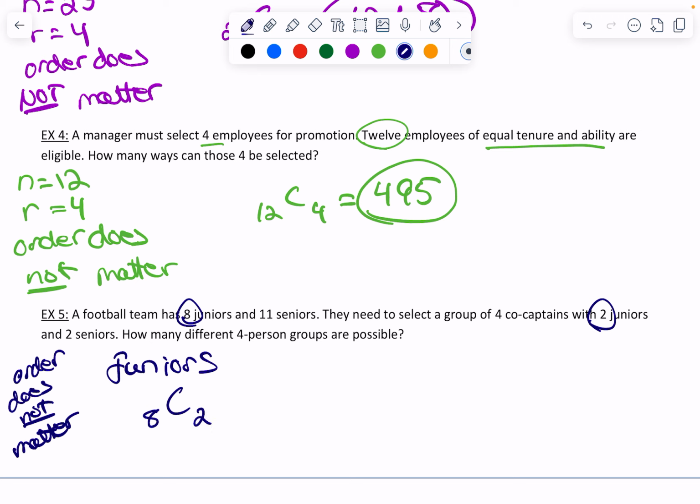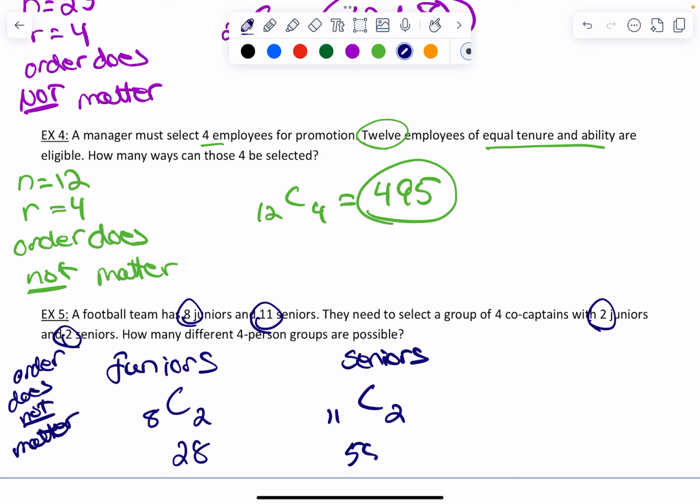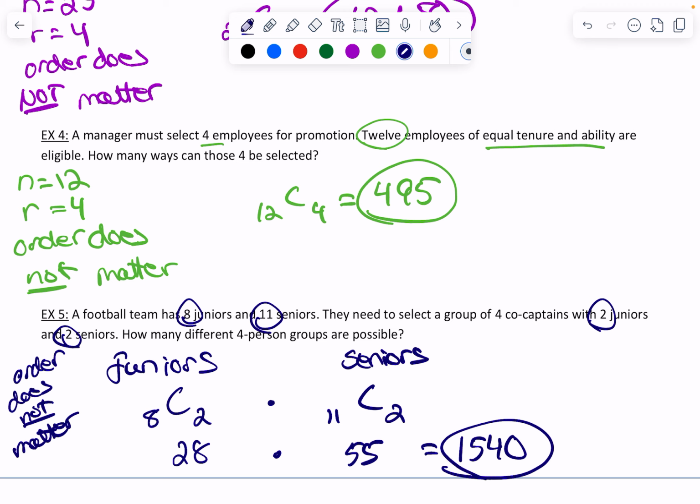Now, for us to figure out the seniors, it would be we've got 11 total and we're choosing 2. For us to get the answer to this problem, so this would be 28 and this would be 55, we are multiplying these numbers or these combinations, and we get 1,540 as our answer.